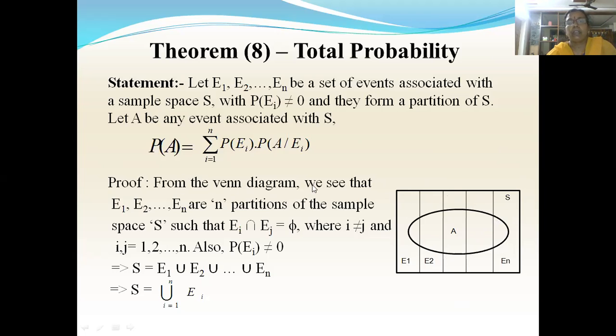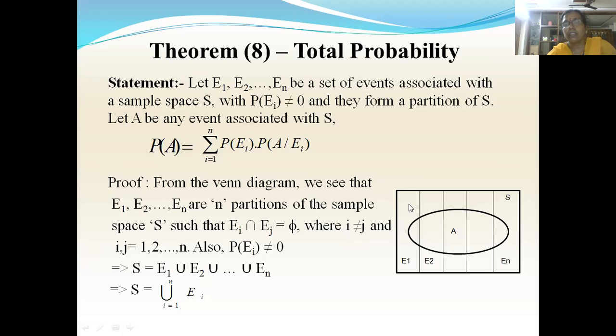So here from the Venn diagram, we see that E1, E2 up to En are n partitions of the sample space such that E_i intersection E_j is a null set. There is no common part between these two events. Between two adjacent events, you don't have any common part. So that's why the intersection is a null set, and i is not equal to j. Also, each probability of this event is not equal to 0.